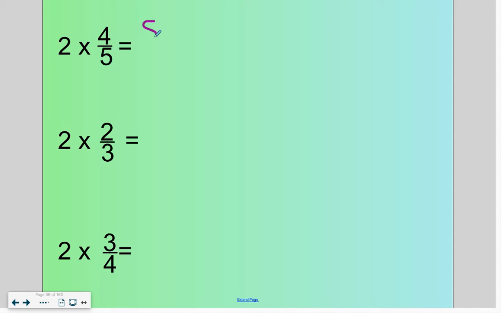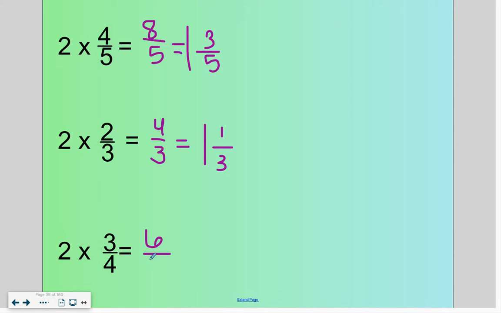2 times 4 is 8. Keep your denominator the same. 8/5. 5 goes into 8 one time, and we end up with 3 left over. 2 times 2 is 4. Keep your denominator the same. Again, this is improper. We end up with 4/3 equals 1 1/3. 2 times 3 is 6. Keep your denominator the same. 4 goes into 6 one time with 2 left over. 1 2/4 is also equivalent to 1.5.